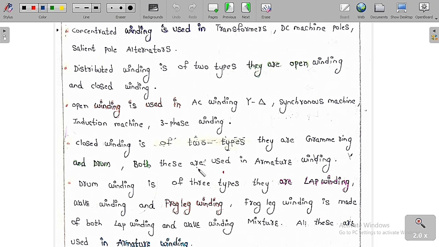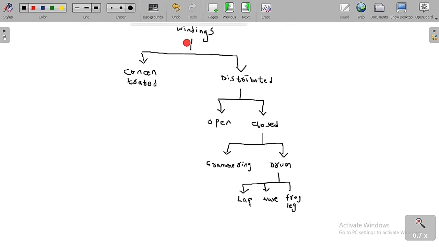One is called the lap winding, wave winding, and the frog leg winding. The frog leg winding is a mixture of both the lap winding and the wave winding. All of this is basically used in the armature winding itself. You can see clearly here I have given windings each and everything in a detailed manner.